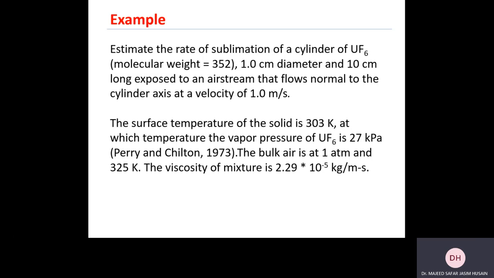The surface temperature of the solid is 303 Kelvin, at which temperature the vapor pressure of the UF6 is 27 kilopascal, which you can get from the handbook of Perry and Chilton, and the bulk air is at 1 atmosphere and 325 Kelvin. So it is a bit hotter than the temperature of the cylinder. Viscosity of the mixture is given to you.